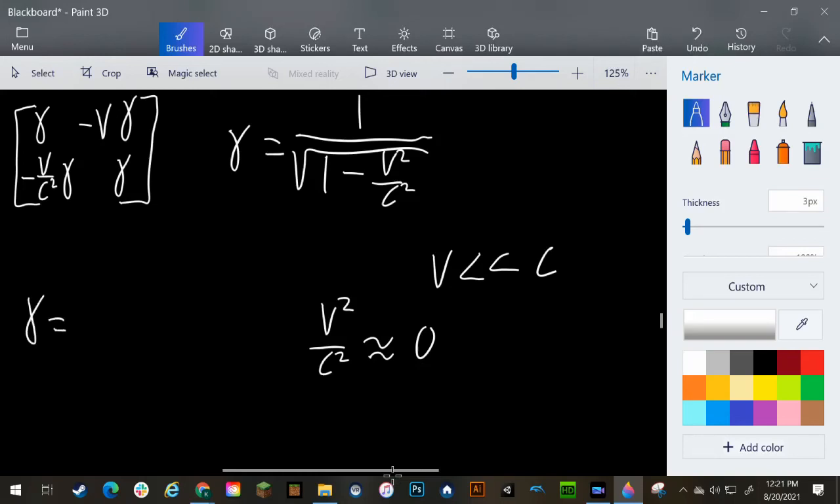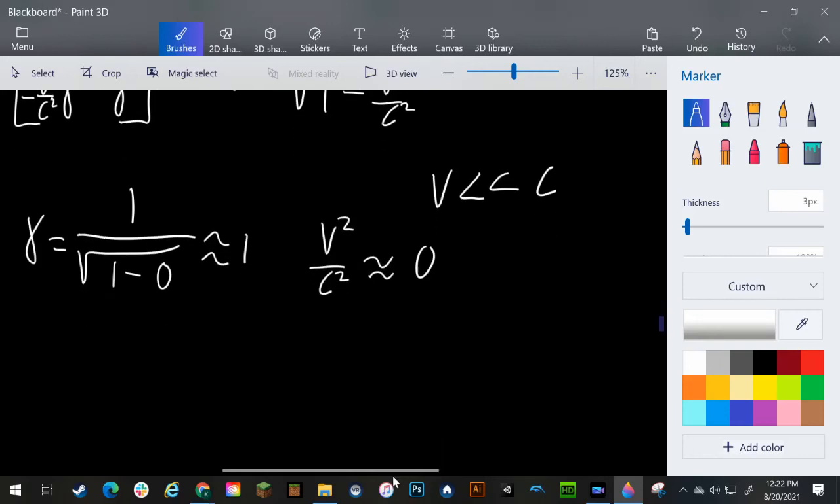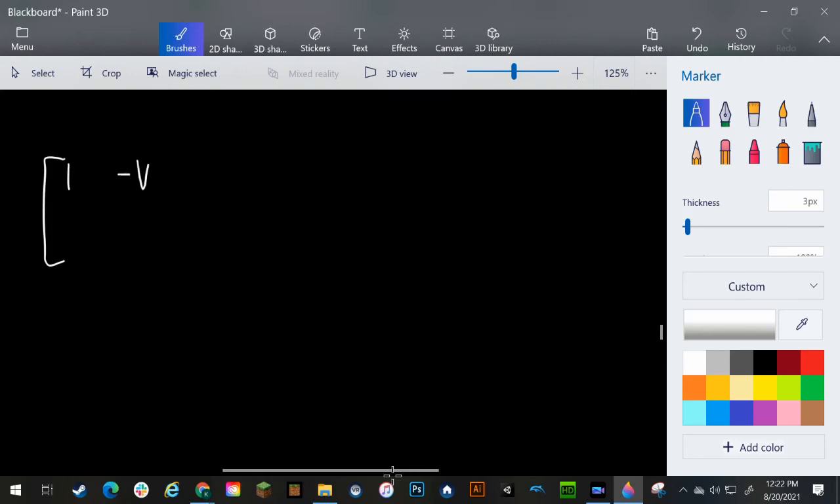Well, gamma is equal to 1 over the square root of 1 minus 0. 1 minus 0 is just 1, and square root of 1 is 1, so gamma will be approximately equal to 1. So how does that help us? Well, let's fill in 1 for gamma everywhere in our matrix. But look, this term is v, which we said is much, much smaller than c, divided by c squared, which is going to be huge in the denominator. So that also is basically 0.